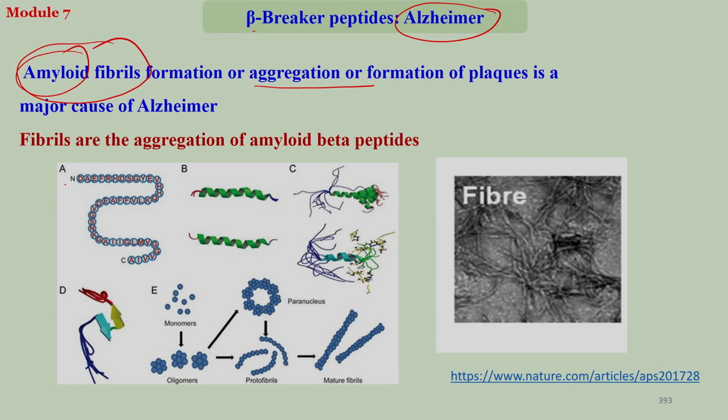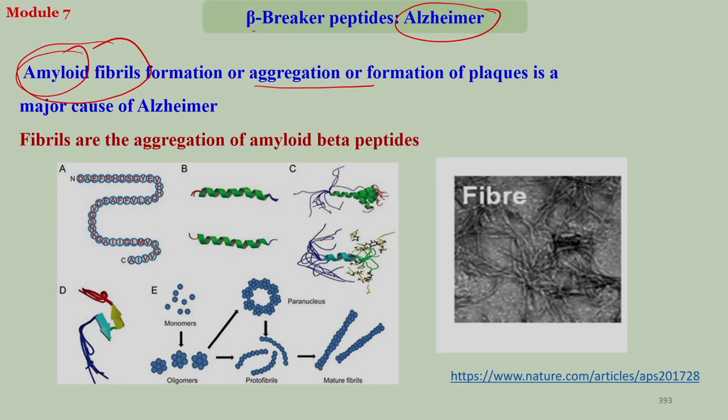Here you can see, this is the primary sequence, this is the folded structure, and then they start aggregating under certain conditions and form the fibrils, and then you have the fiber formation. Basically that does not move, it becomes insoluble. This is a picture that shows how the fibers are formed. So, fibrils are the aggregation of amyloid beta peptides.